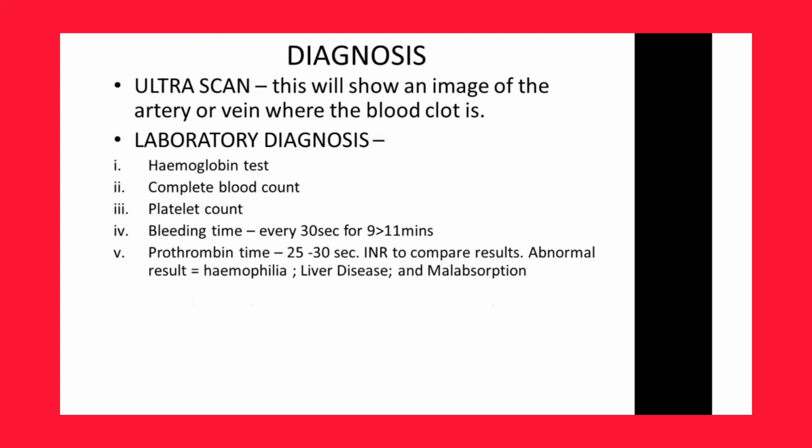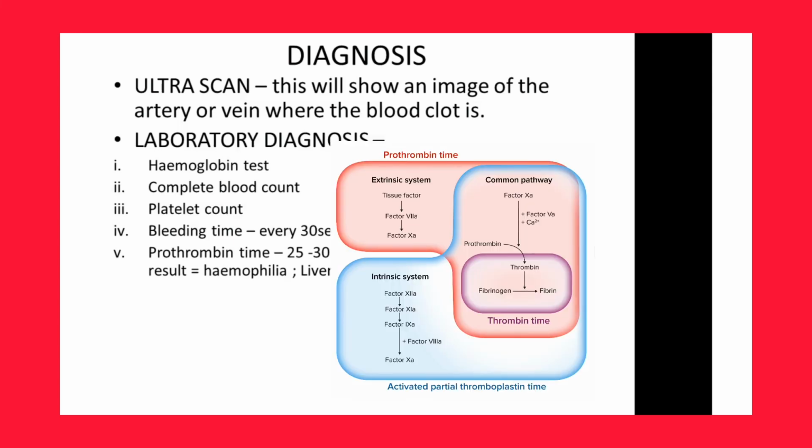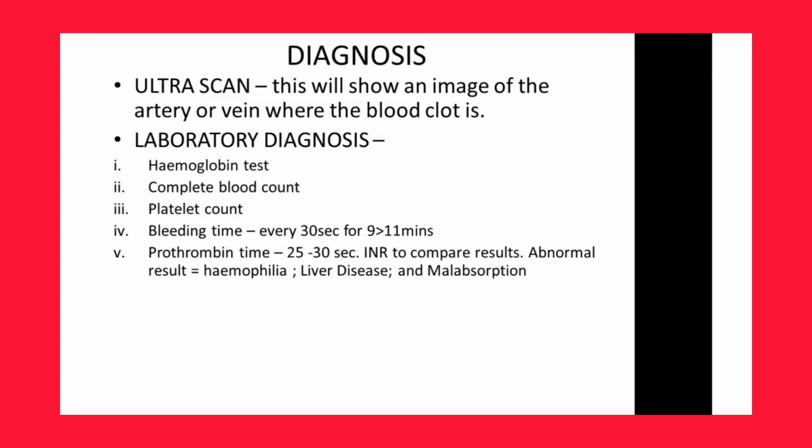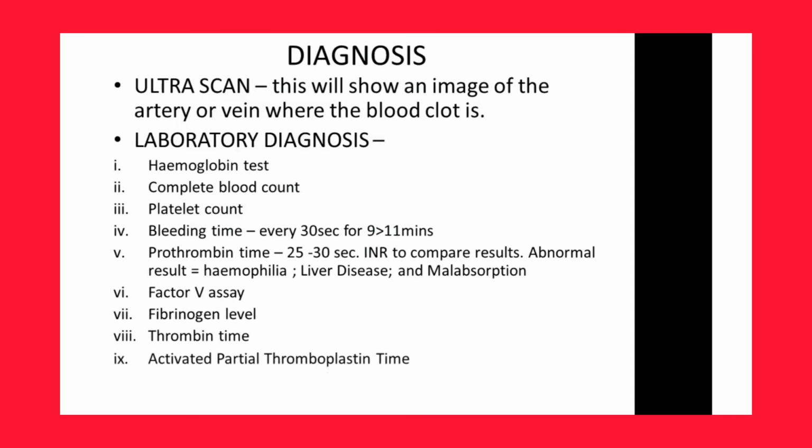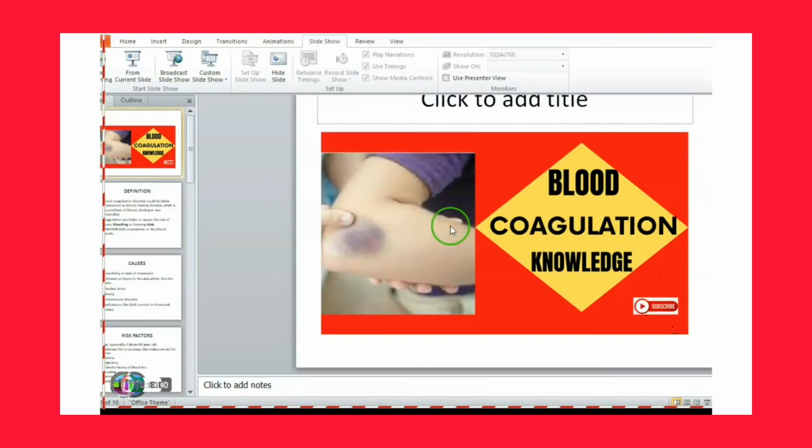The prothrombin time is very useful, though it does not really confirm hemophilia, because prothrombin time will not detect the hemophilia problem of lack of factor 8. Hemophilia A lacks factor 8, hemophilia B lacks factor 9. The factor V assay could also be done, and the fibrinogen level and thrombin time are the ones that will really help to detect it.